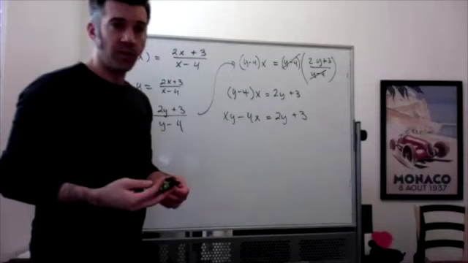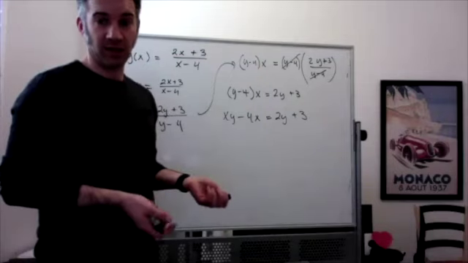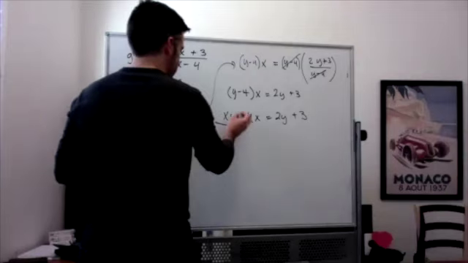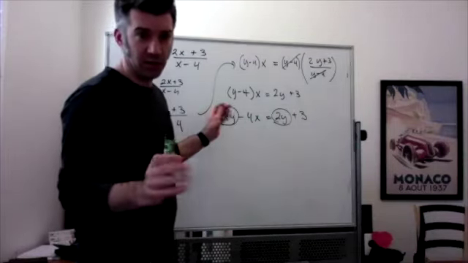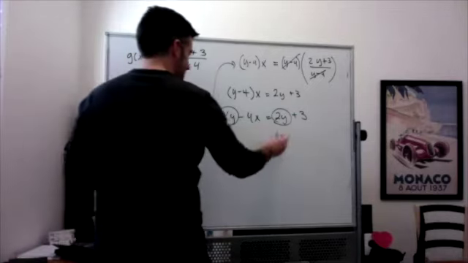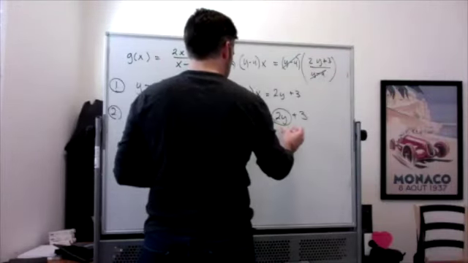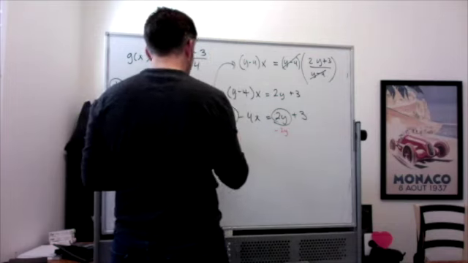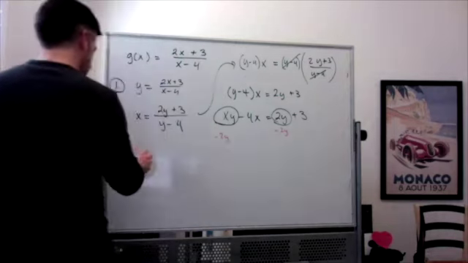And then we're going to group everything that has a y in it on one side and everything else on the other side. Here are the things that have y's. Yes, that also has an x, no big deal. So I'm going to group all my y things on the left. So I'm going to subtract 2y from both sides. We're going to subtract 2y. So on the left, we're going to get xy minus 2y.